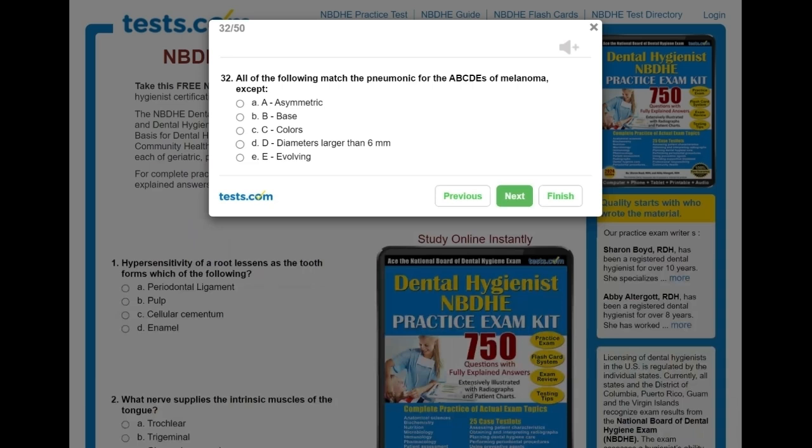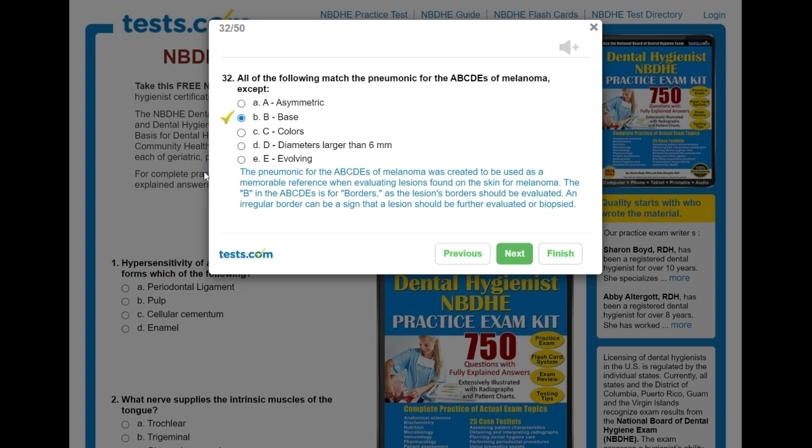Question 32. All of the following match the mnemonic for the ABCDEs of melanoma except A. Asymmetric. B. Base. C. Colors. D. Diameters larger than 6 millimeters. E. Evolving. B. Base. The mnemonic for the ABCDEs of melanoma was created to be used as a memorable reference when evaluating lesions found on the skin for melanoma. The B in the ABCDEs is for borders, as the lesion's borders should be evaluated. An irregular border can be a sign that a lesion should be further evaluated or biopsied.